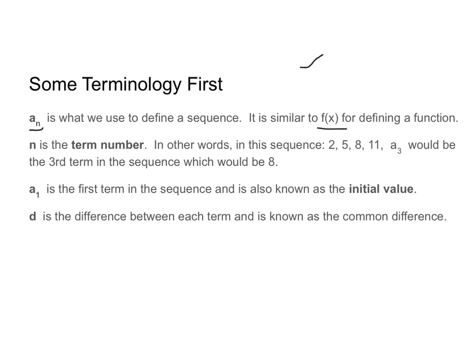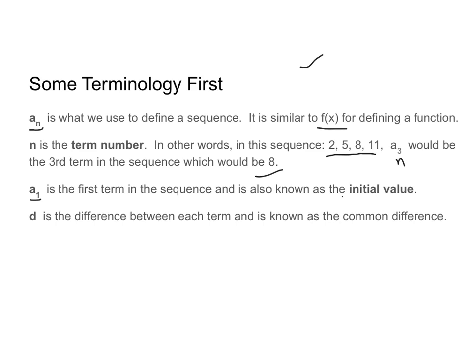So that subscript n is the term number. If I have this sequence right here and I ask, what is a sub 3? The 3 is my n. That's just asking what is the third term in the sequence. Because n is 3, term 3, which would be 8. 2 is the first one, 5 is the second one, 8 is the third one. If I said what is a sub 4, that'd be 11. A sub 1, right down here, is the first term in the sequence because the n would be 1.